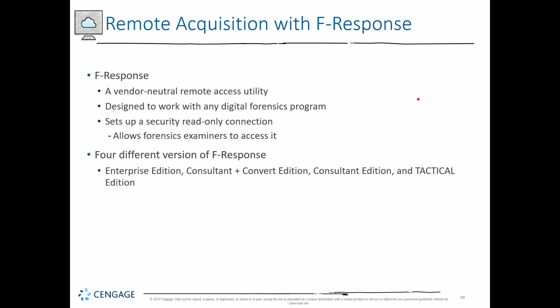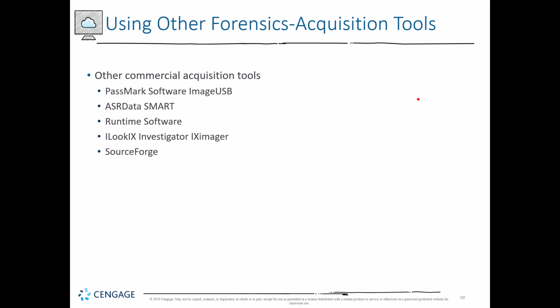There are different versions of F-Response: Enterprise, Consultant, Covert, Consultant Edition, and a Tactical Edition. And again, we're not going into the level of editions and what their tools are and how they're different. These are just so that you know that there are different tools out there, not just one. There are a plethora of tools for acquiring data both on-site and remotely, both statically and live.